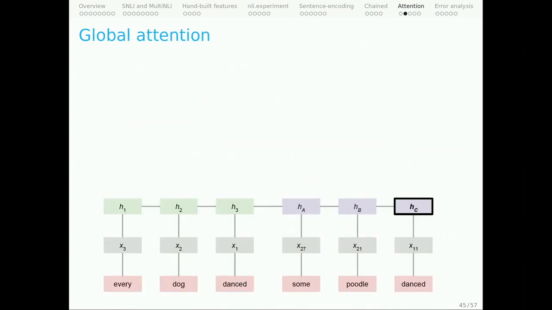I'm going to start with what I think is the simplest version of attention. You'll see that it's already kind of involved, but I think I can convey to you the intuitions about how this works. So again, we have our familiar example, every dog danced, some poodle danced. And this will be the target state here, HC. So I use HC to get a score vector that combines HC with H1, H2, and H3. You can see them here. And this is the simplest variant in the sense that all I'm doing is forming the dot product. It's kind of like unnormalized cosine similarity. And that gives me a vector of scores, alpha here.